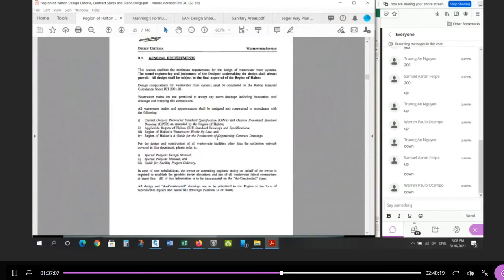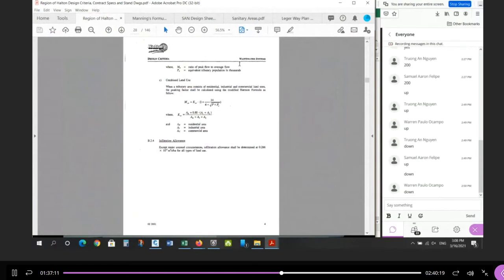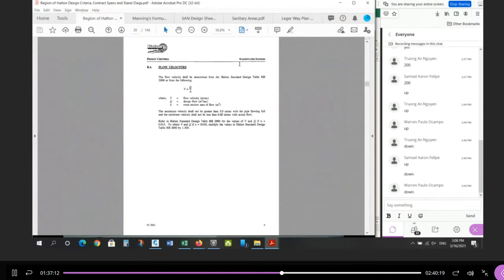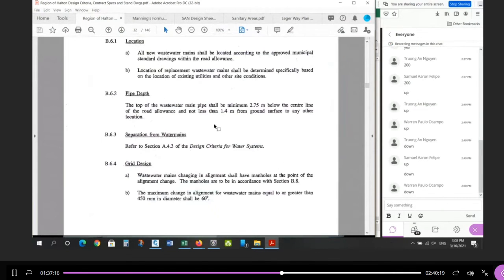Should tell you, sorry, here. Let me just find it under pipes. Pipe depth, right here. Note the section. The top of the wastewater main, this is what I'm reading here.